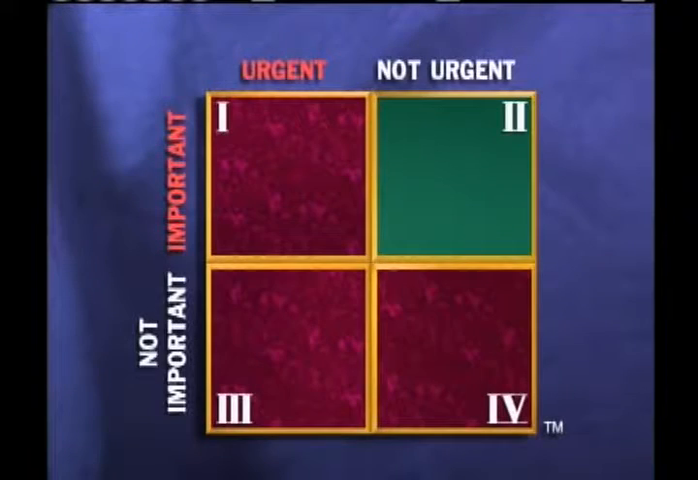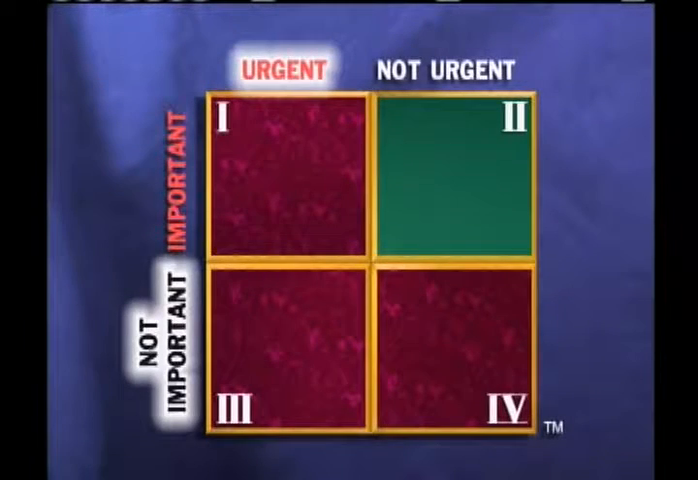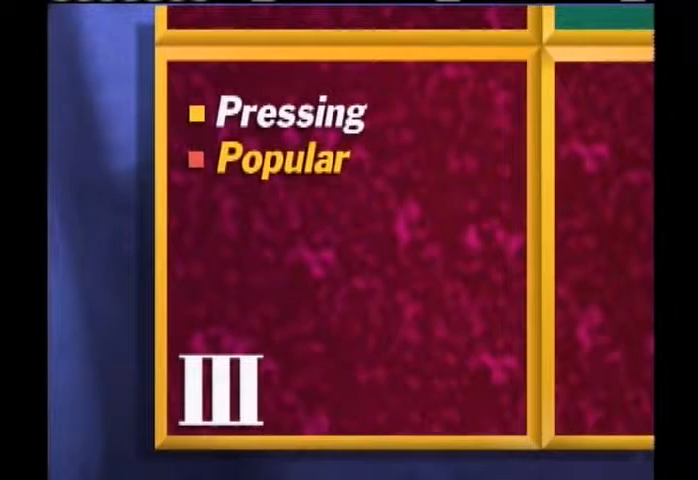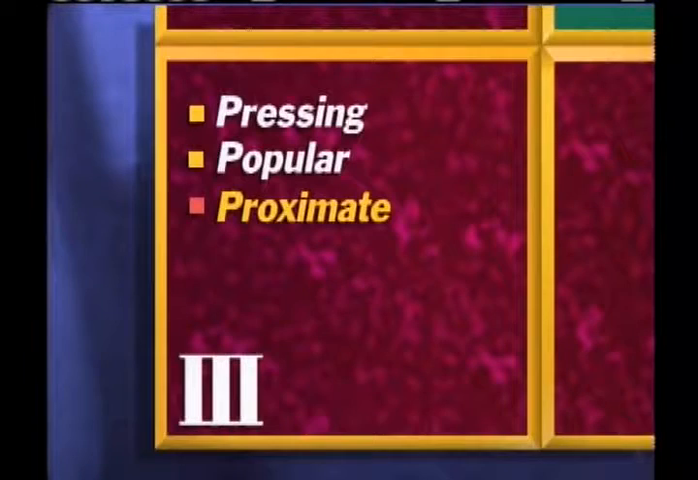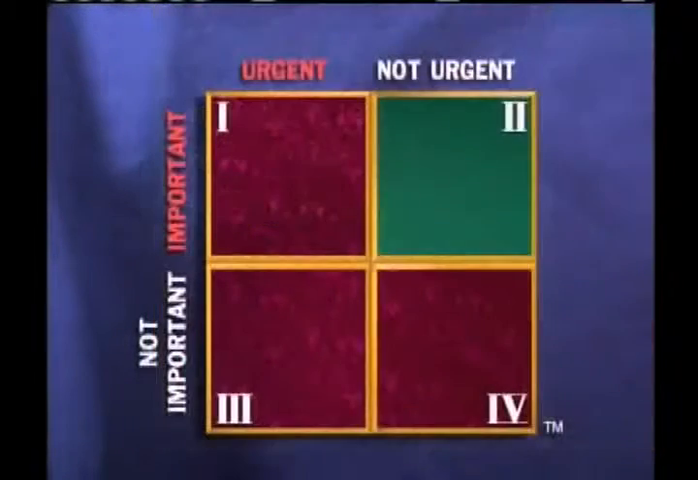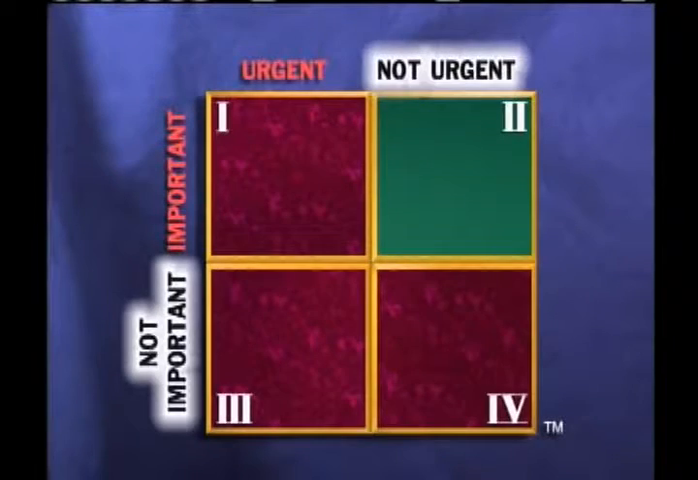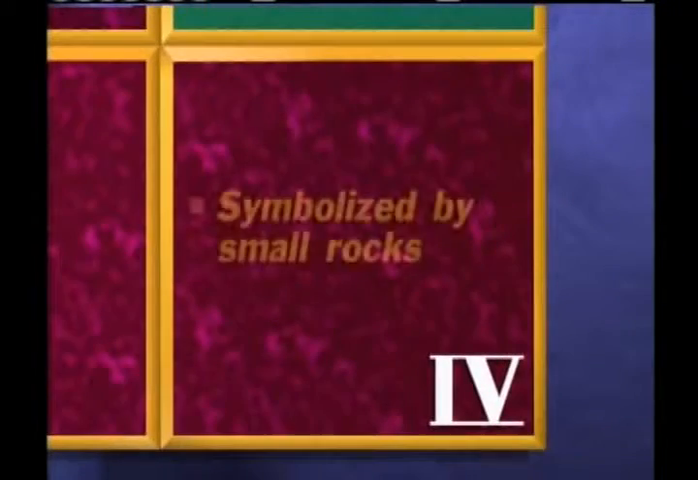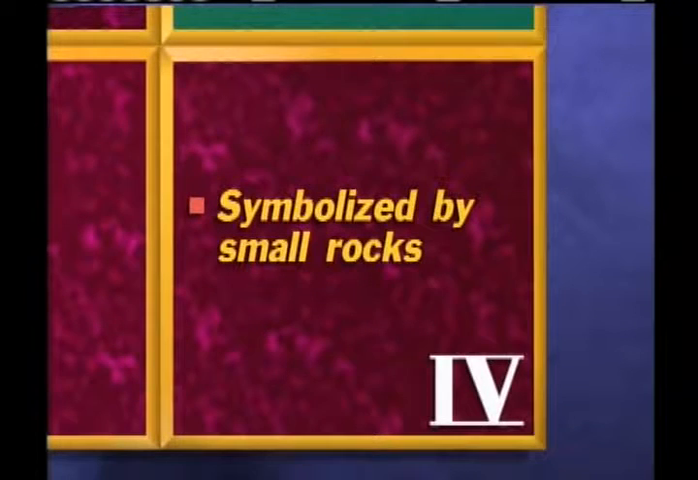Quadrant 3 is not important, but it is urgent. Those things that are pressing, sometimes even popular, proximate, right in front of you, but not important. And 4 is neither urgent nor important. That would be symbolized by these small rocks, these green pebbles.